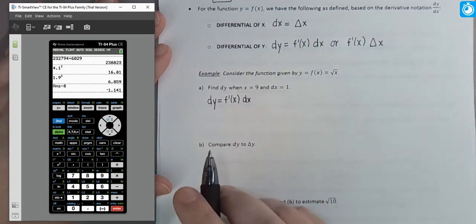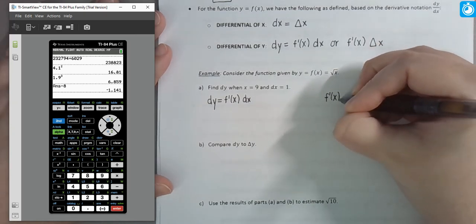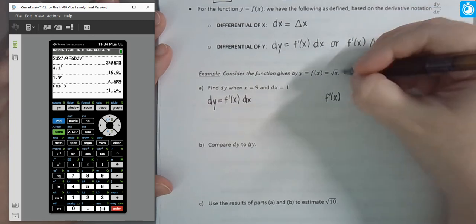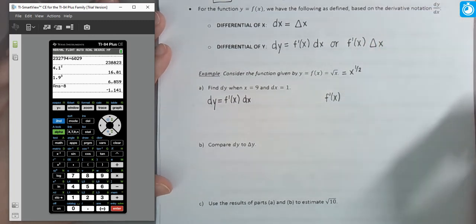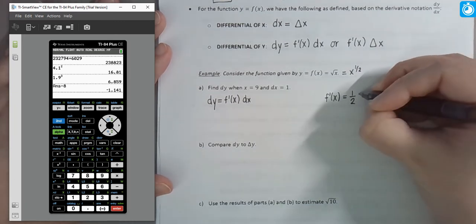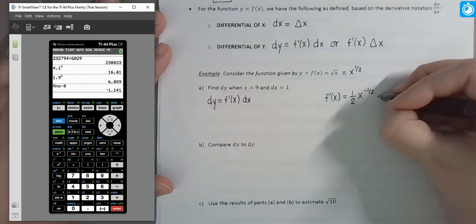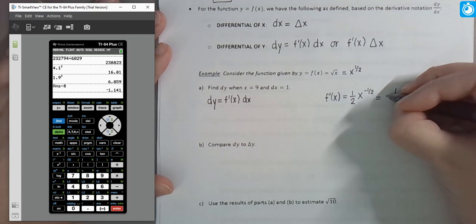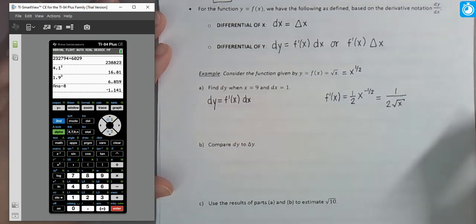Well, what are all these different things? We need f prime of x. So let's go out to the side and I'm going to calculate f prime of x. Well, f of x is the square root of x. In order to differentiate that, we're going to convert that square root to rational exponent notation, and then we can use the power rule. So f prime of x is going to be 1/2 times x to the negative 1/2, which is the same thing as 1 over 2 root x. That's our derivative.